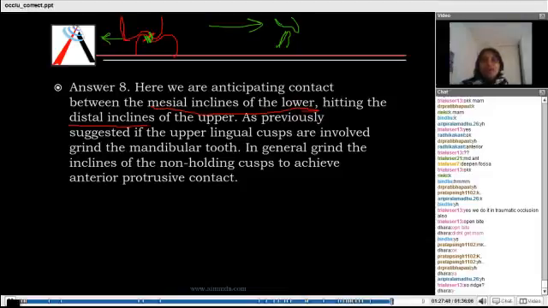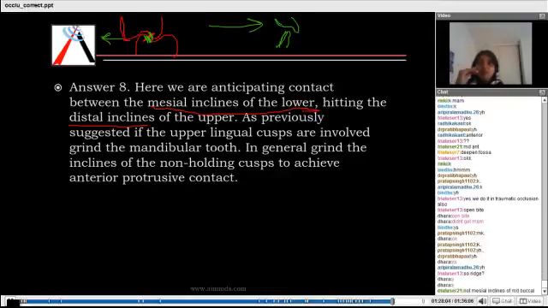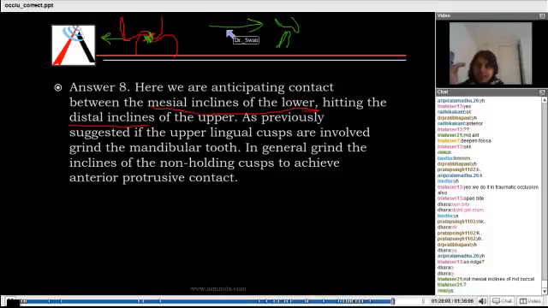See how you will find which cusp is interfering? You will be using articulating paper. It's not that all the cusps are interfering, right? You will be using articulating paper to find out where the cusps are interfering, asking the patient to make the protrusive movement. You will get wherever there is interference. What is MD buccal?